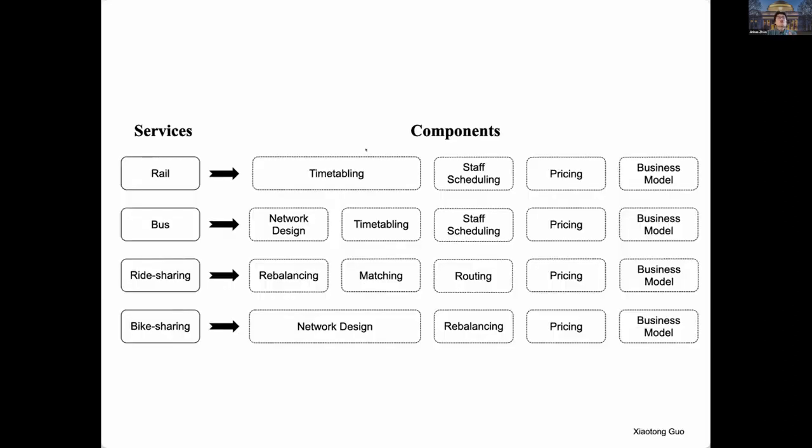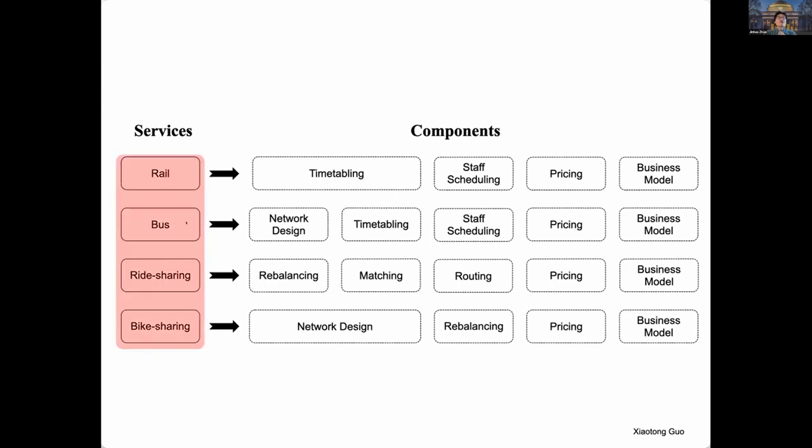So let's start with the planning, scheduling, and control side. If you look at each of the services, for rail there's timetabling, staff scheduling, pricing, and business model. For bus, you have network design, timetabling, staff scheduling, pricing, etc. You can look at each of the modes and see different functions. Observing this, you may find many opportunities to integrate in different ways.